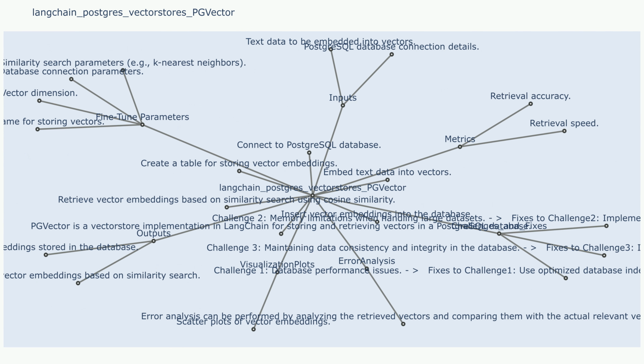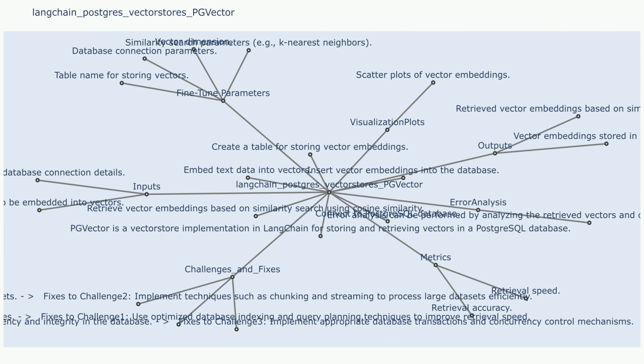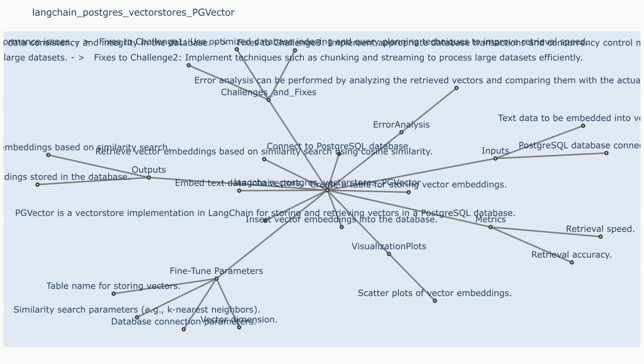This plot shows the distribution of vectors in the embedding space, revealing potential clusters or outliers. Nearest neighbors search results: a visualization of the retrieved nearest neighbors for a given query vector. Fine-tune parameters. Embedding model: experiment with different embedding models to find the one that best captures the semantic relationships in your data. Distance metric: choose the distance metric that best suits the characteristics of your data and the nature of the similarity search you want to perform.